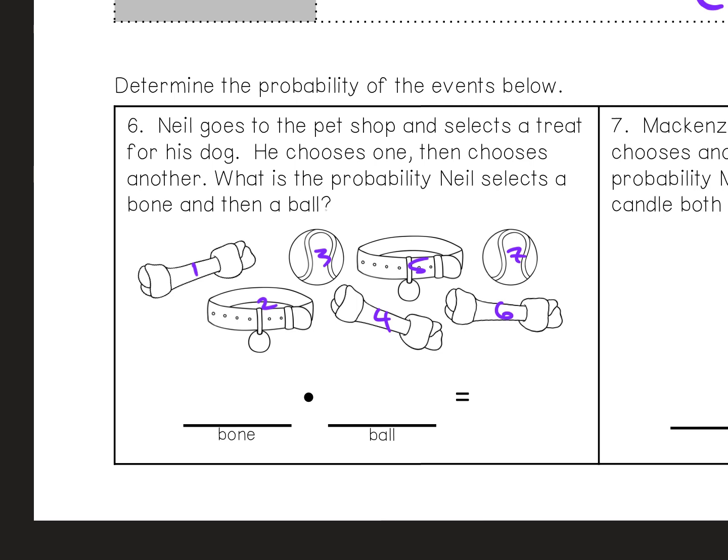So what's the probability he selects a bone and then a ball? Okay, let me see. There are 3 bones. So I have 3 7ths. But guess what? I have now taken out a bone. There's now only 6 items available. So now a ball? Well, there's only 1 ball. 3 7ths times, oh wait, there's 2 balls, aren't there? Sorry, my bad. 3 7ths times 2 6ths is 6 over 42, and that is 1 7th.